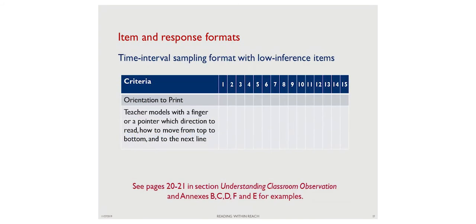Another type of response format is the time interval sampling. This format allows the observer to record specific behaviors or processes and the frequency of those behaviors in a specified time interval. This format can help the observer capture an estimated teacher's use of instructional time or amount of time students are engaged. Low inference items are typically used with a time interval sampling response. Here's an example, similar to some that have been used in evaluations to measure the changes in use of instructional time. We also provide an annex of an illustrative example at the end of the toolkit.